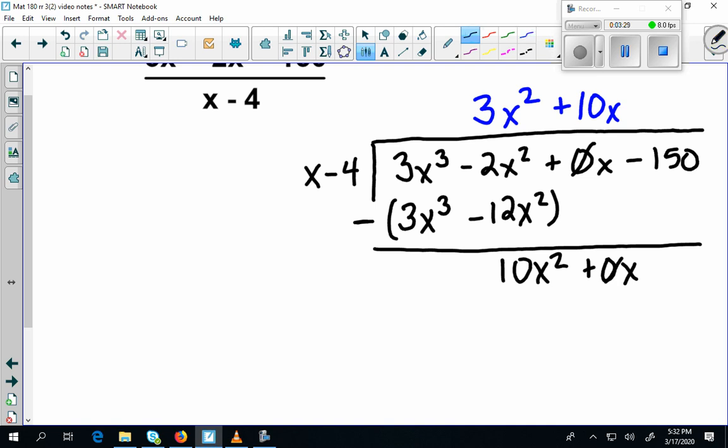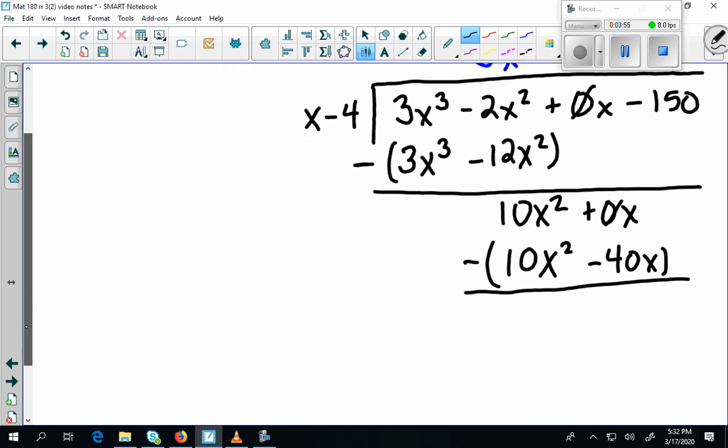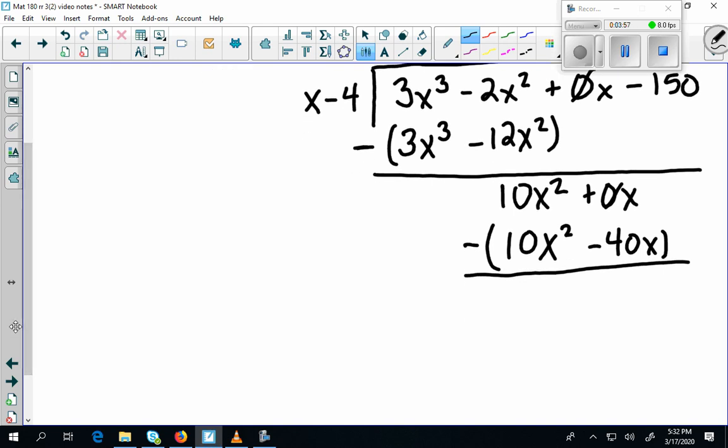So now my next step again is to multiply. Remember, I'm going to be multiplying both things in my divisor. So 10x times x gives me 10x squared. And then 10x times negative 4 is minus 40x. So my next step here is to subtract.